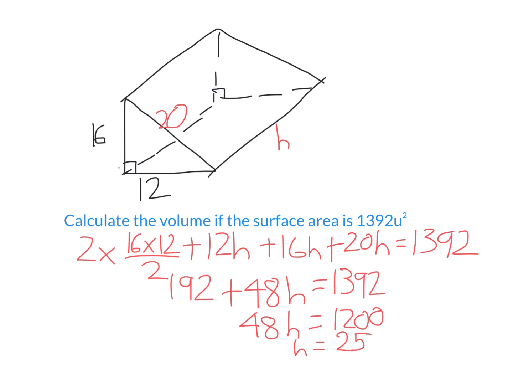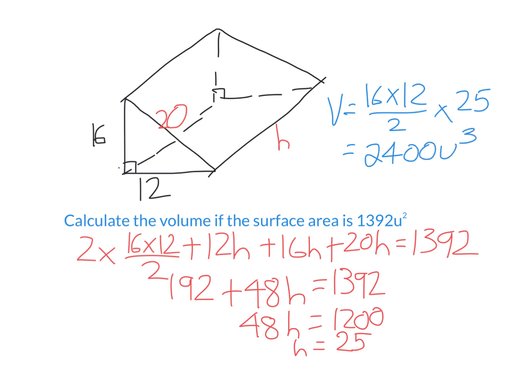So now that we found h, finding the volume is easy. The volume is just the area of the base, and we figured out area of the base is 16 by 12 over 2. Area of the base, area of the triangle, times the perpendicular height. So it's 96 times 25, which is 2,400 units cubed.